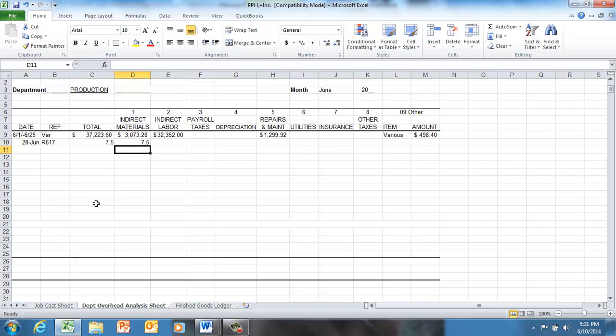When you get done at the end of the month, of course, down here, you will total everything and cross-foot it to make sure that you have put the same number in the columns as what's in the total column. This concludes part 2.